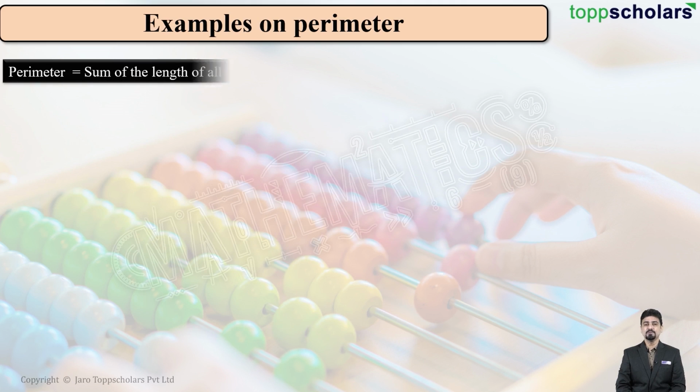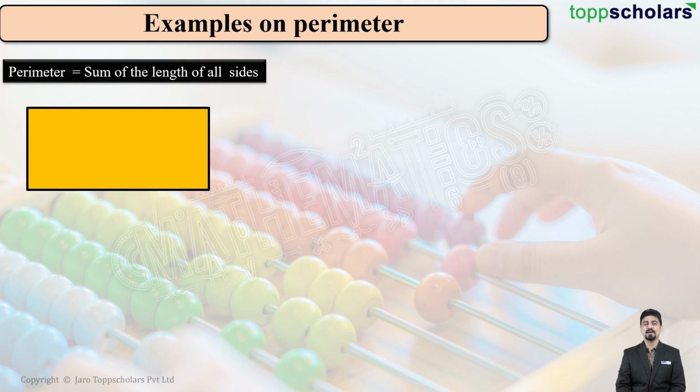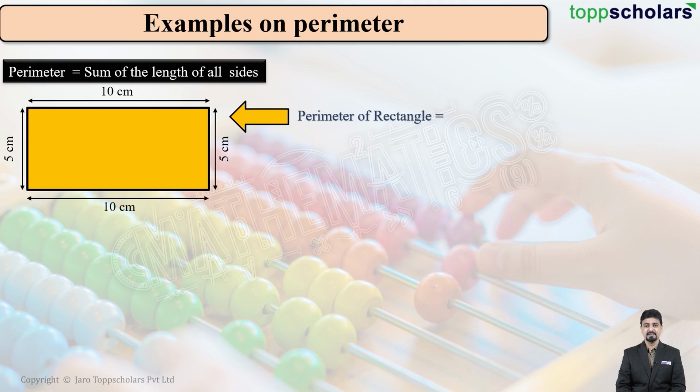Alright then, since we have learned the definition of perimeter, let us calculate the perimeter of a few figures. First one is a rectangle. The various lengths are given. What will be the perimeter? Add up 10 plus 5 plus 10 plus 5, all in centimeters. That is 10 plus 5, 15, 15 plus 10, 25, 25 plus 5, 30 centimeters, the perimeter of the given rectangle.